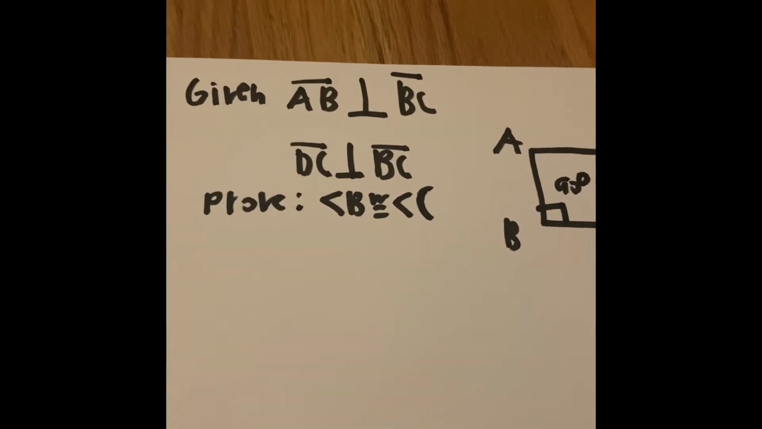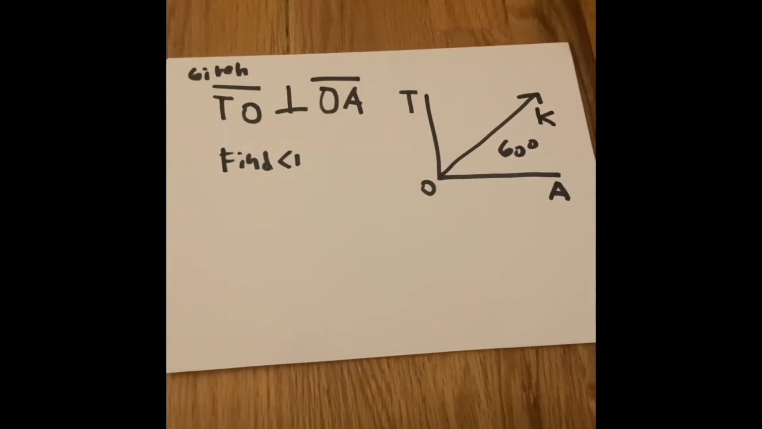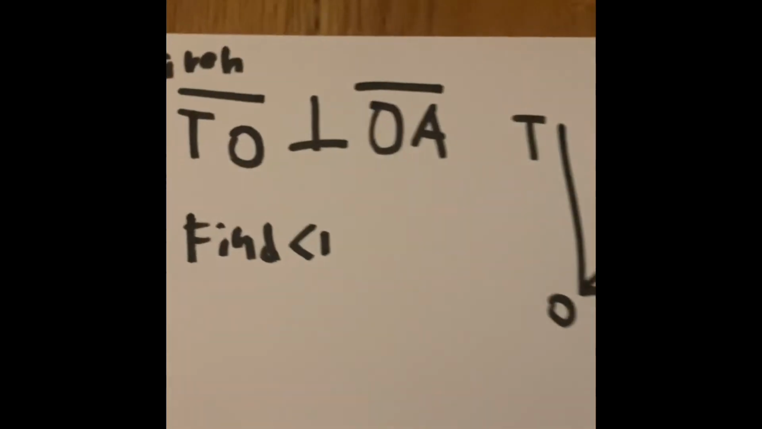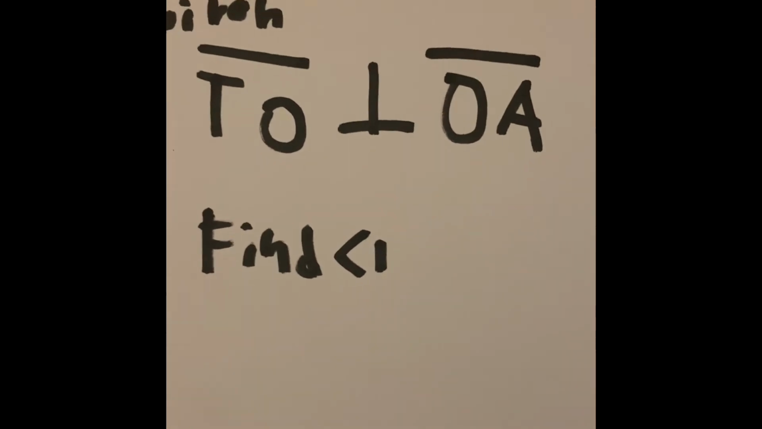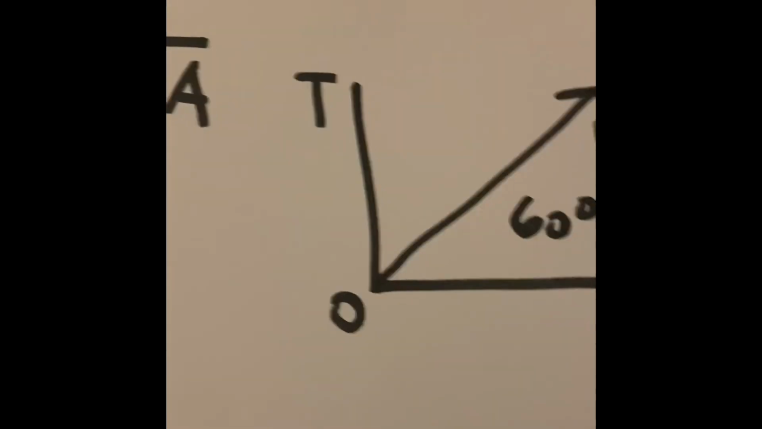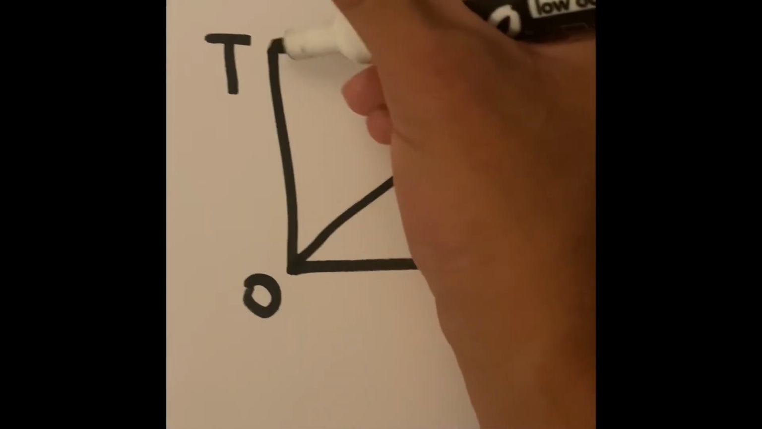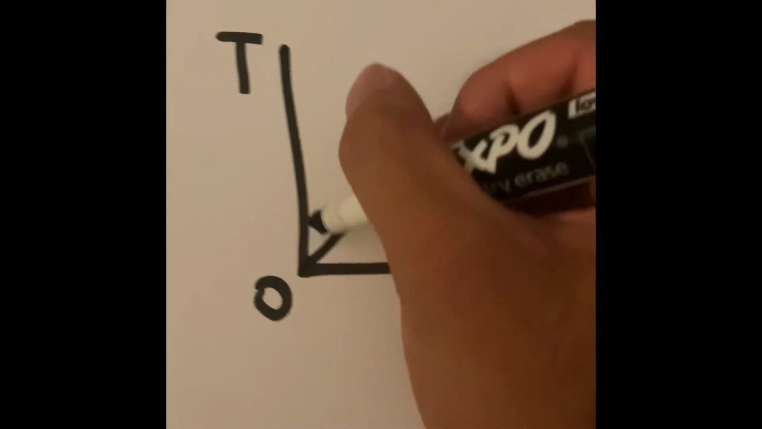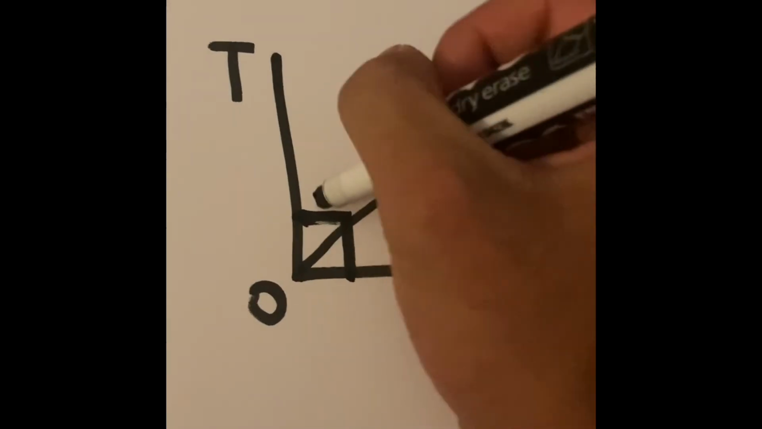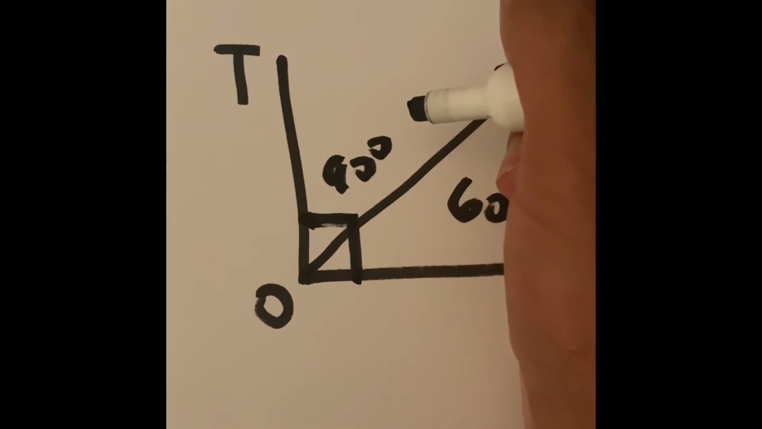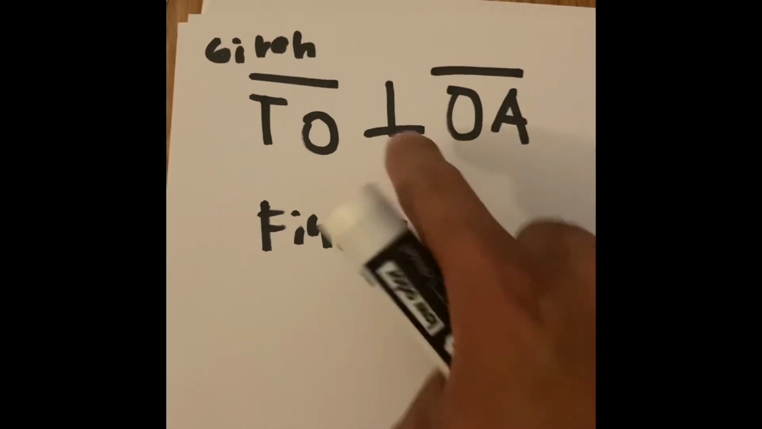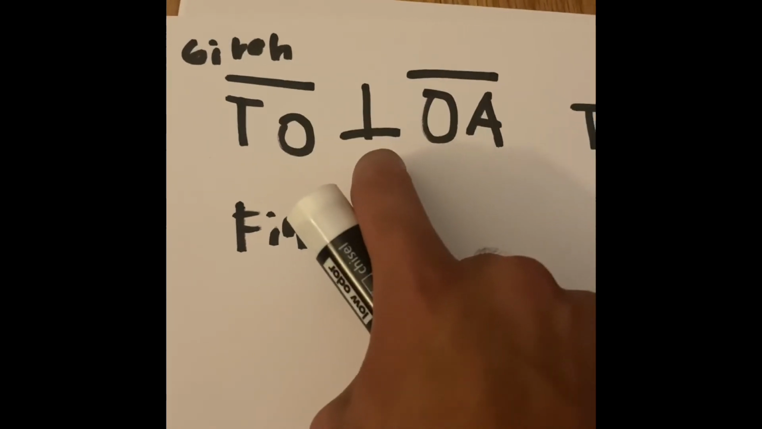Let's look at one more example. Okay, here is our final example. This is a reminder that segments TO and OA are perpendicular. To make a perpendicular line, TO and OA are the elements, or the ingredients, that we need to make a 90-degree angle. We can say that this right here is 90 degrees, since perpendicular lines must have 90-degree angles.